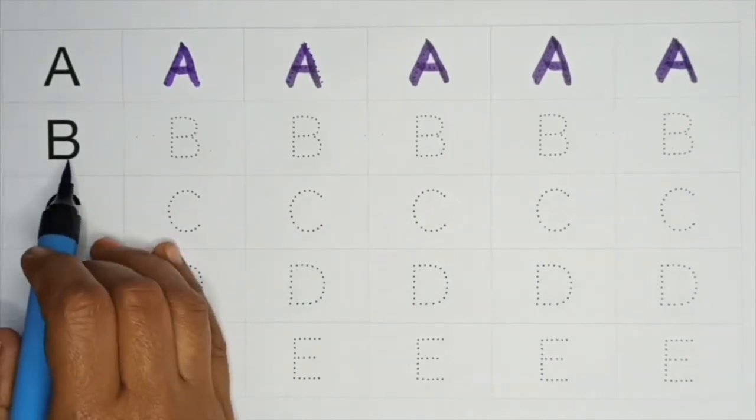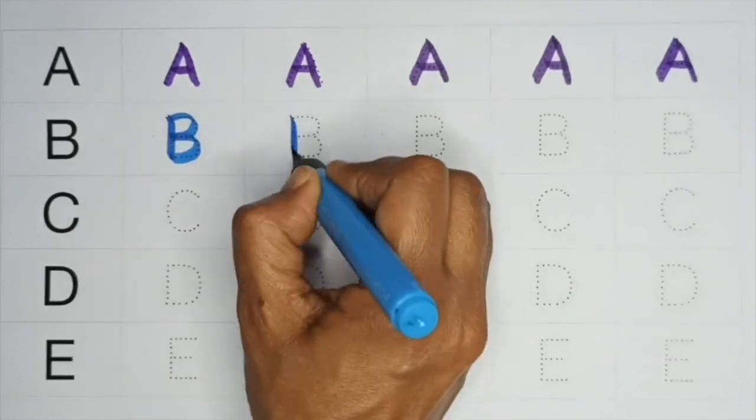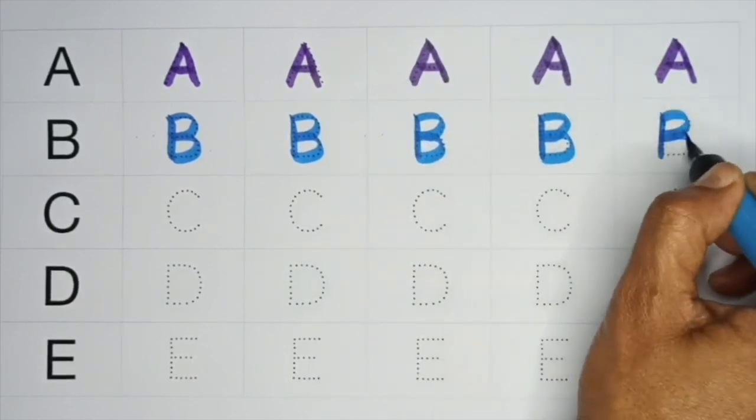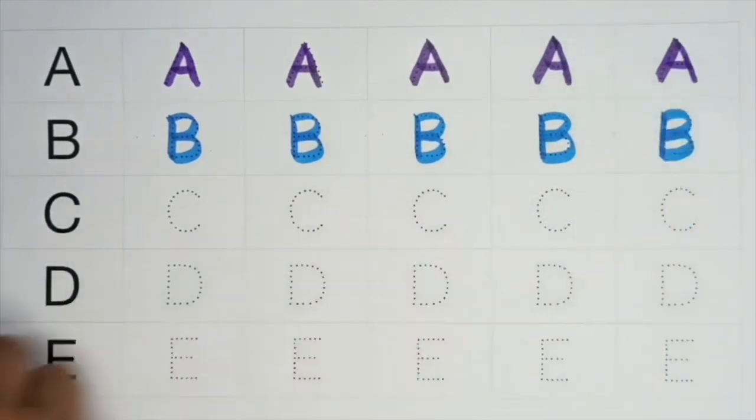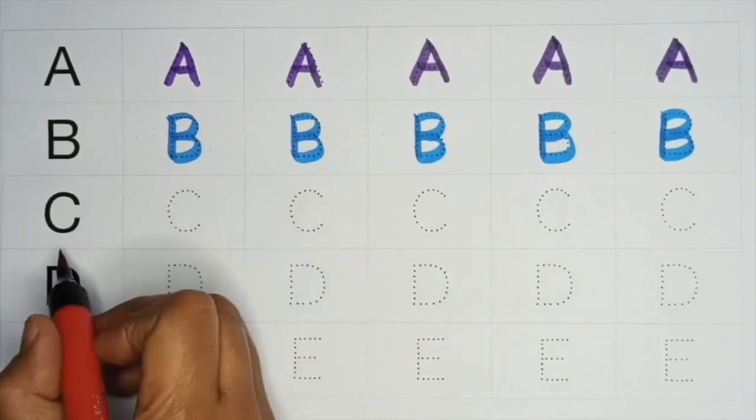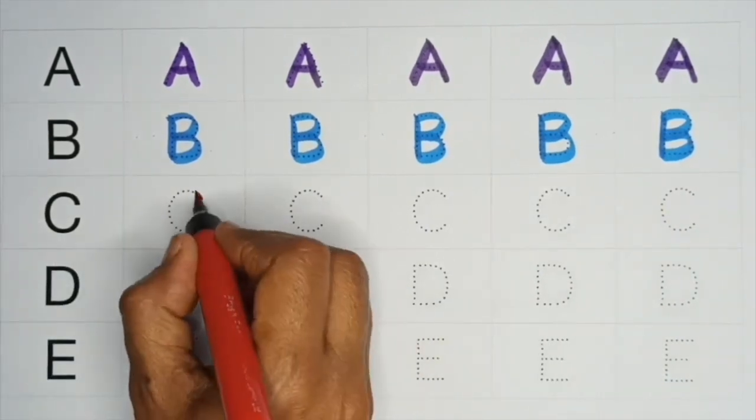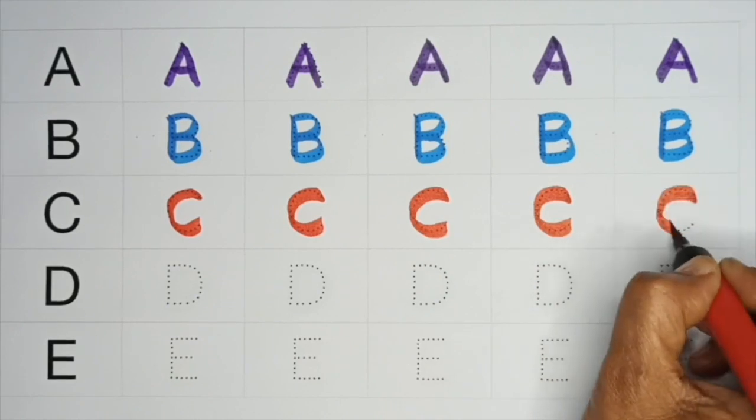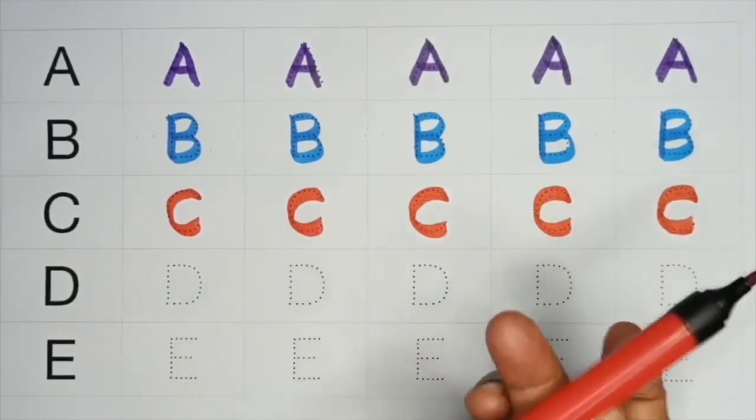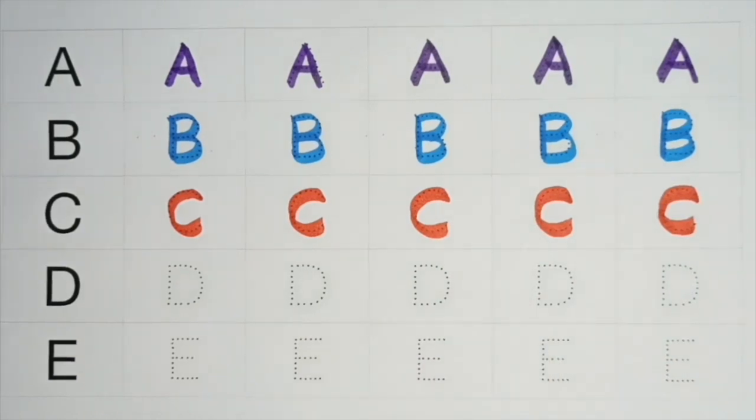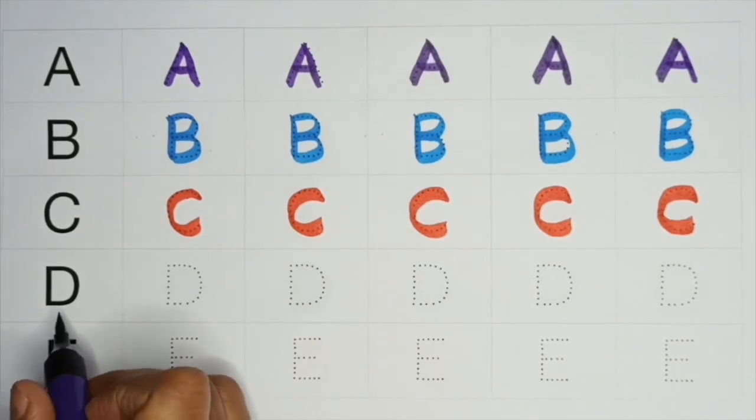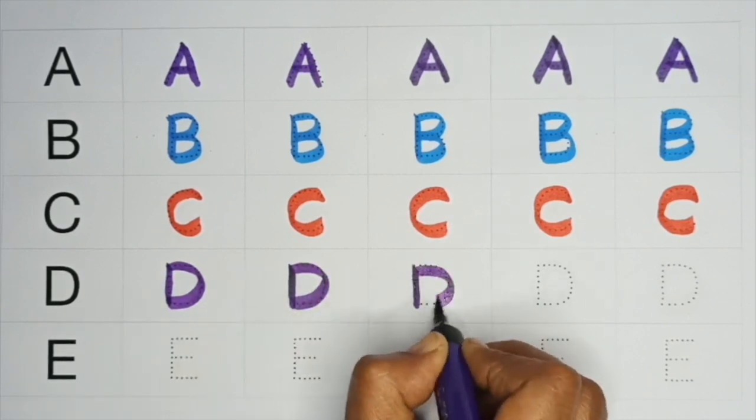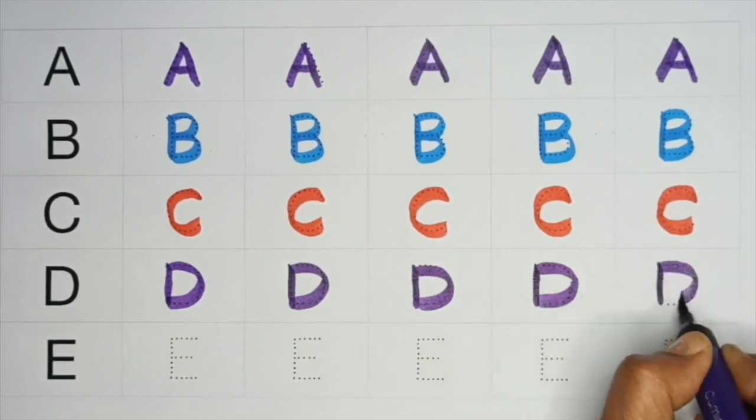B. B for ball. B. Sky blue color. C. C for cat. C. Red color. D. D for dog. D. Violet color.